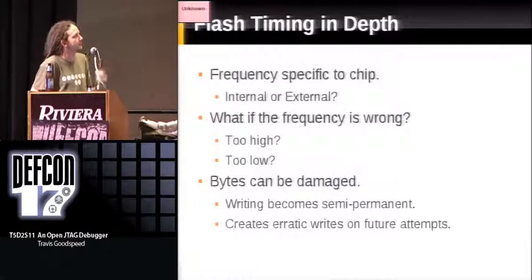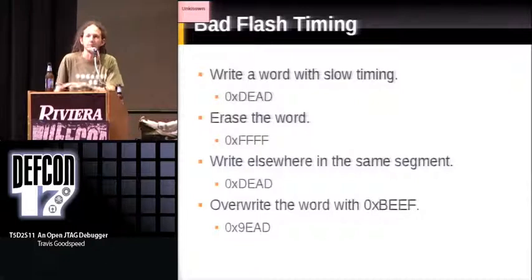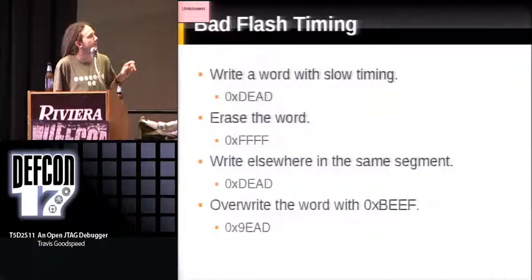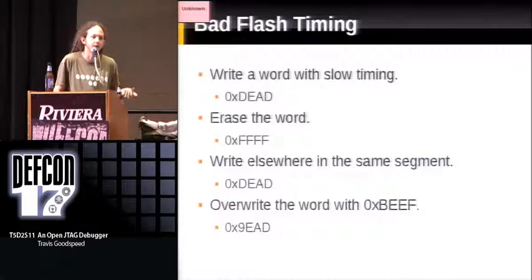So when they're damaged, writing becomes sort of semi-permanent, and it creates erratic writes on future attempts. So on one of the chips that I damaged, I wrote, say, DEAD with slow timing. My clock was 35 kilohertz instead of 350. And then I erased that entire segment, including this word. When you erase flash memory, it goes up to ones, and then when you write it, you're actually clearing out individual bits to get zeros. If I wrote anywhere else within the same segment, suddenly the erasure for this word would fall apart. And the next time I read it back, I would see the original value that I'd written previously.